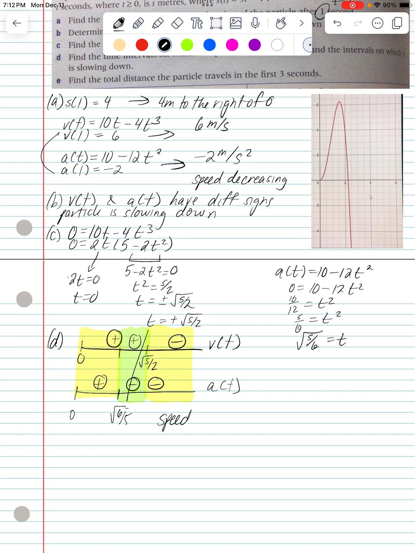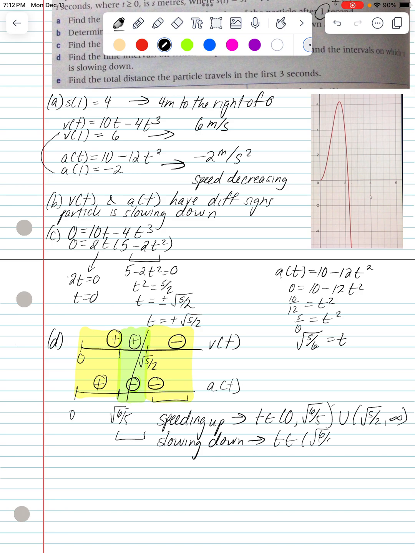So speeding up is happening for the t values between 0 and root 6 over 5. And if you'd like to rationalize the denominator for these, you can. I don't even think they did in the book, but. And then it's also speeding up between root 5 over 2 and infinity. And then it's slowing down in this green section here, where one is positive and one is negative, and that's between root 6 over 5 and root 5 over 2.